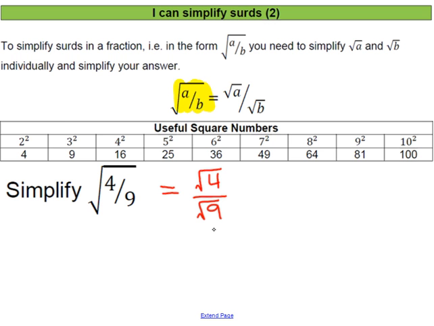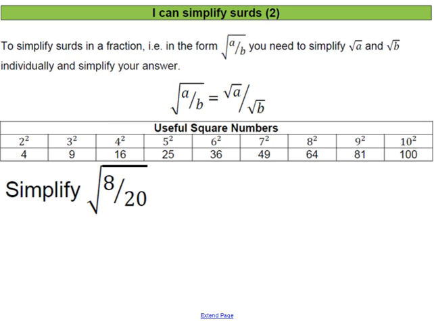Just to illustrate this in a simple way to begin with, I have picked square numbers. So the square root of 4 we know is 2, and the square root of 9 is 3. So the square root of 4/9 is equal to 2/3, or if I take 2/3 and square it, I would get 4/9. Okay, let's look at something a little bit less completely straightforward. The next example I have here is the square root of 8 over 20.